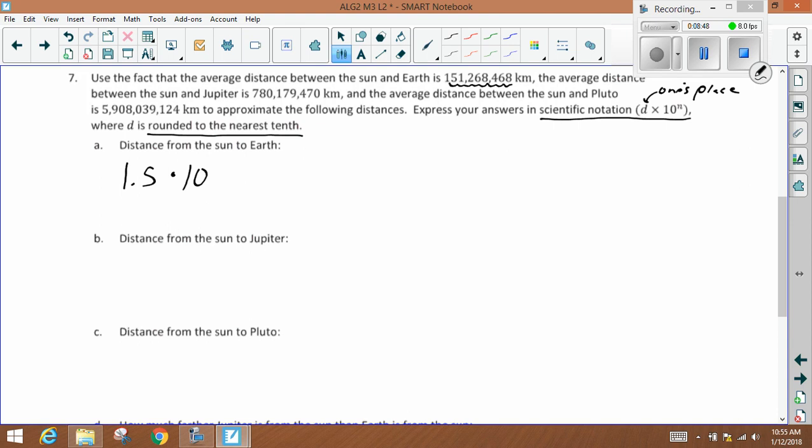So, boom. Distance from the sun to Jupiter. Here's the distance between sun and Jupiter, so we're here. So it's 7.8 if we're rounding to the 10th place. And then we go 1, 2, 3, 4, 5, 6, 7, 8. So times 10 to the 8th. Distance from the sun to Pluto. We're going to go 5.9 if we're rounding this here. And we're going to go 1, 2, 3, 4, 5, 6, 7, 8, 9. So it's going to be times 10 to the 9th power.